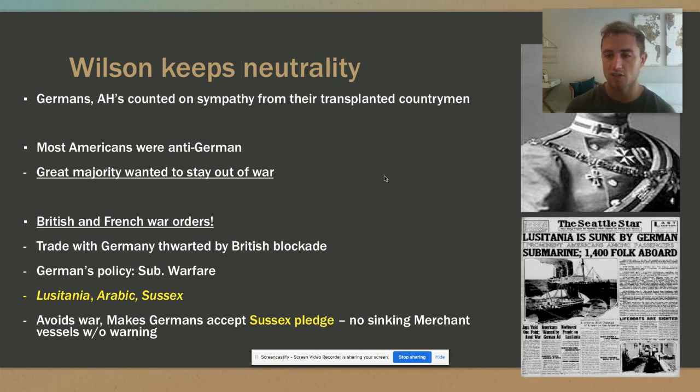And then we start to see the policy of the Germans start to sink neutral ships. The Lusitania was a British ocean liner, 128 Americans on board.